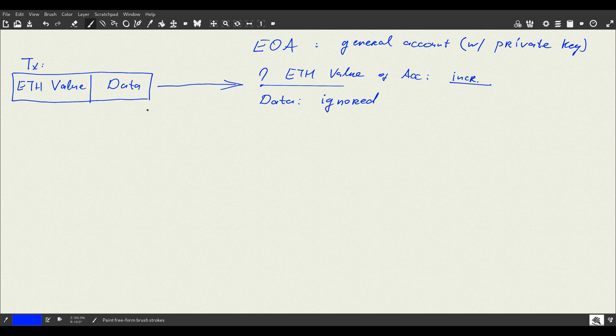Data are ignored. Now, if the same Ethereum value and data are sent to, actually there are four types of accounts. The third and the fourth are similar to some extent, and we are discussing them. So the first type of account in Ethereum is indeed EOA, general account with a private key. The second type of account is precisely an account associated with a deployed smart contract.